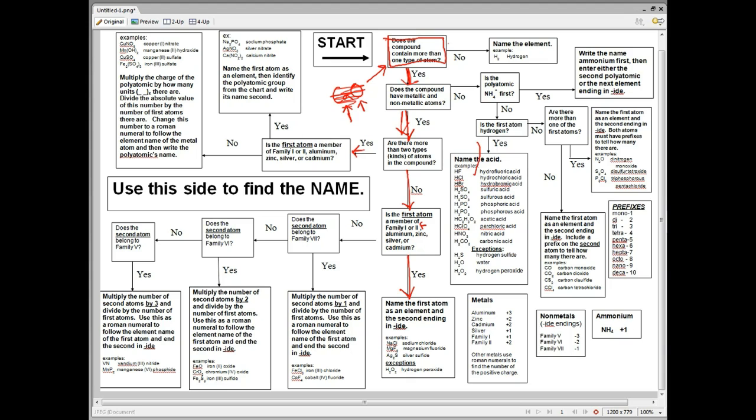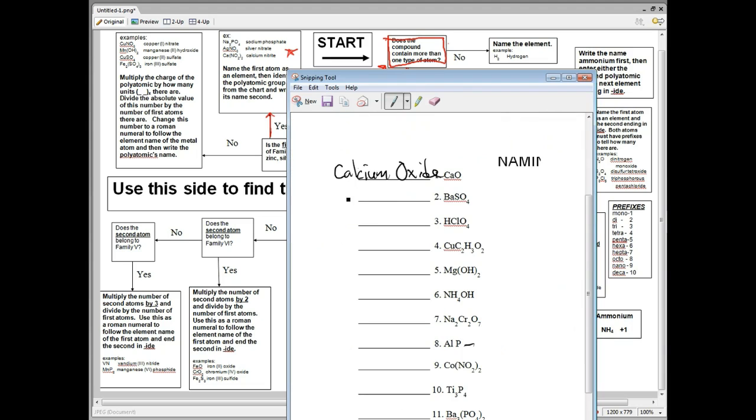Is the first atom, so is barium, a member of family 1 or 2, aluminum, zinc, silver, or cadmium? The answer is yes. Barium is in family 2. So we are now in this box. Alright, it says name the first atom as an element. So let's go ahead and do that. First atom is an element, so we have barium.